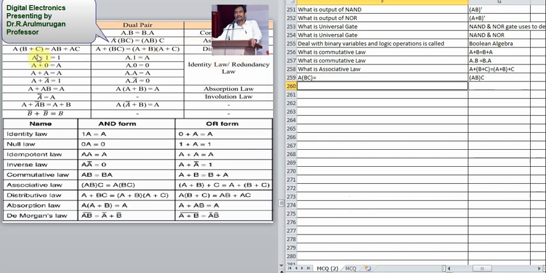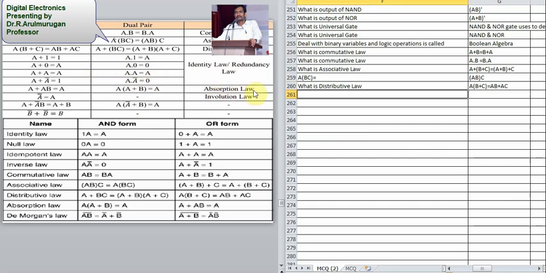What is the distributive law? A into (B plus C) is equal to AB plus AC. Then the identity laws. These are the identity laws.